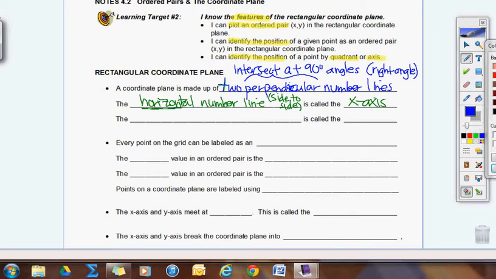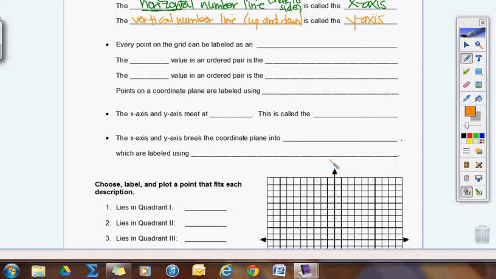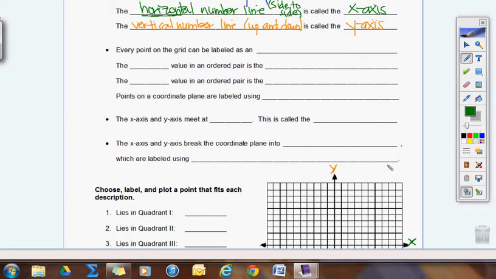And the vertical number line, vertical goes up and down, is called the y-axis. Okay, so we've got the horizontal, which is the x-axis, and the vertical, which is the y-axis. Down below, I'm just going to label those. This is the y-axis, and this is the x-axis. Down here, I can label those two things together.